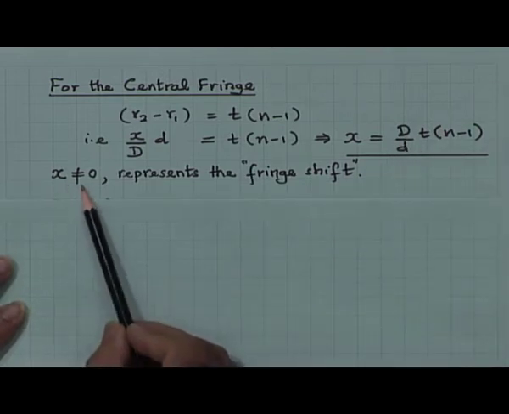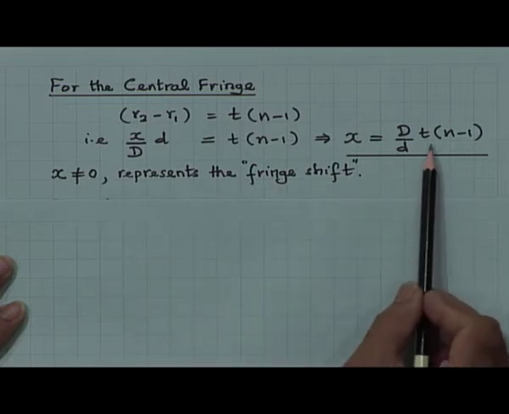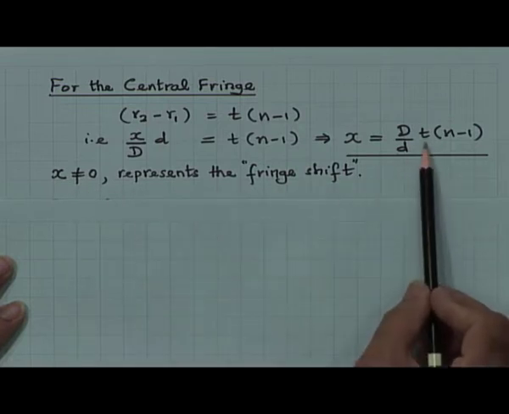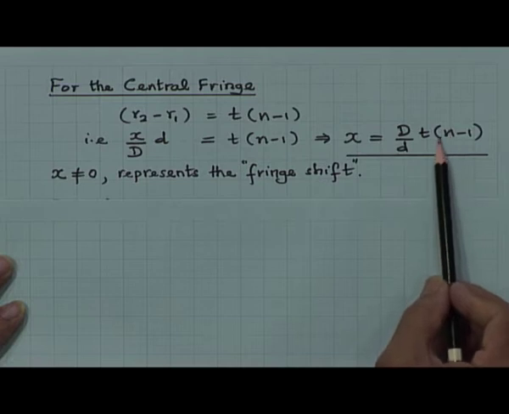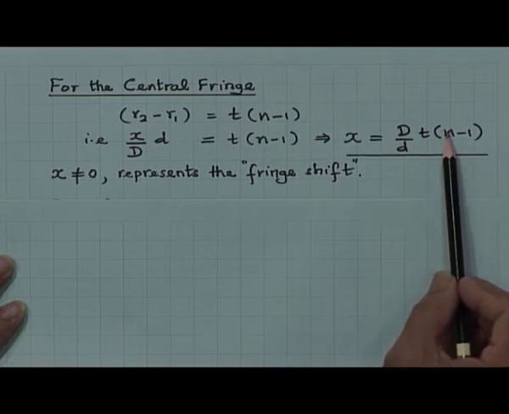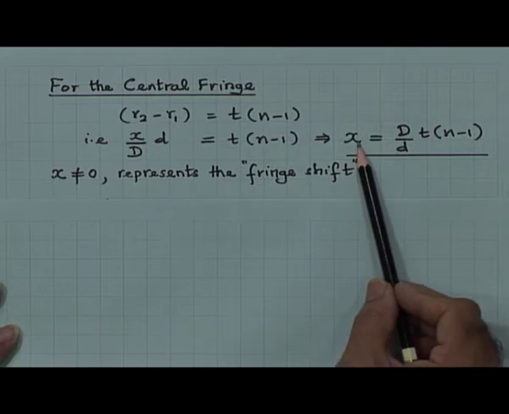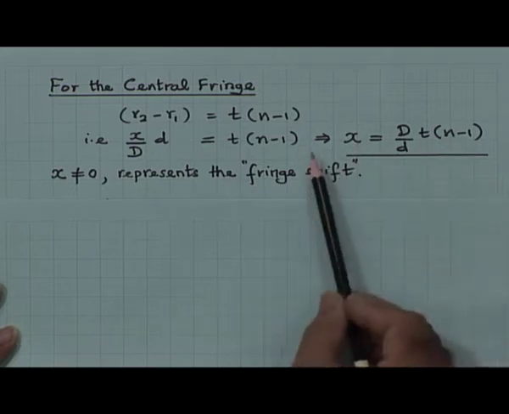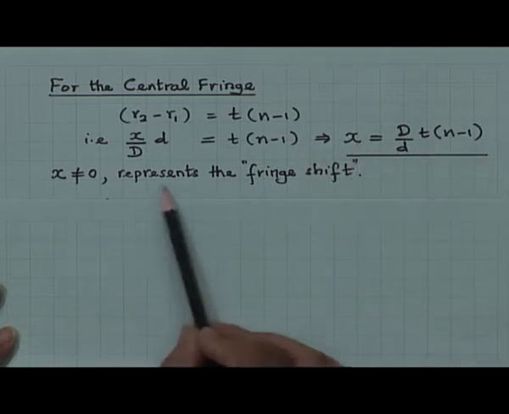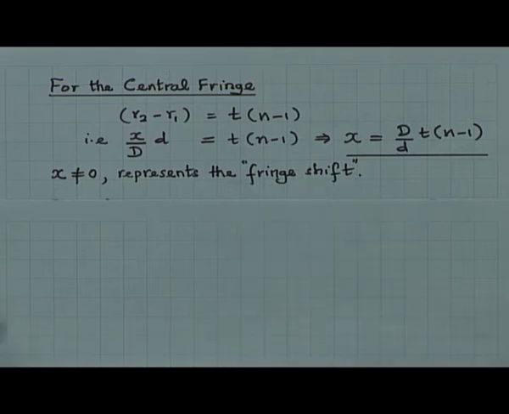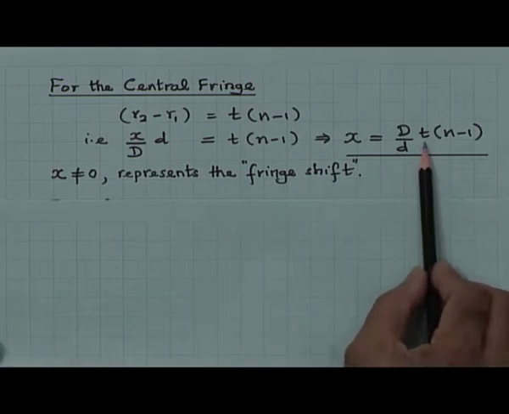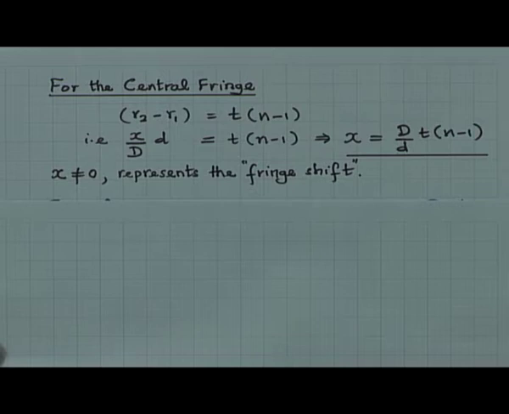So, x is not equal to 0 now. If n goes to 1, that is, if the refractive index becomes the same as air, then x will be 0. Or if t goes to 0, that is, if the sheet does not exist, again x will become 0. That is clearly seen here and represents the fringe shift in the presence of a thin sheet of thickness t.